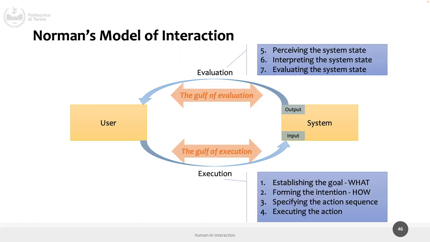And I'm not going into much detail, but basically there is this sequence of steps that we are instantly doing. So we establish a goal: I want to do this. And I form an intention, I specify the action to reach the goal, and then I execute the action. Then the system provides me an answer that I perceive as a state, I interpret the state, and I evaluate the state to understand if I need to do any other action or not. And clearly the system speaks its own language, and the user speaks their own language, and the two should be aligned in some way.